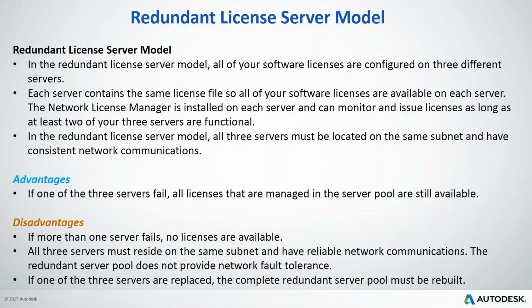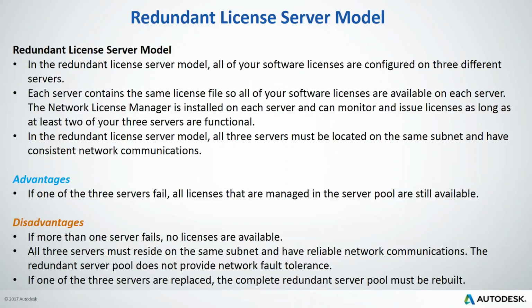In the redundant license server model, all 3 servers must be located on the same subnet and have consistent network communications. Otherwise, you will have a hard time grabbing the license from the server pool. Okay, advantages: if one of the 3 servers fails, all licenses that are managed in the server pool are still available. And disadvantages: if more than one server fails, no licenses are available.